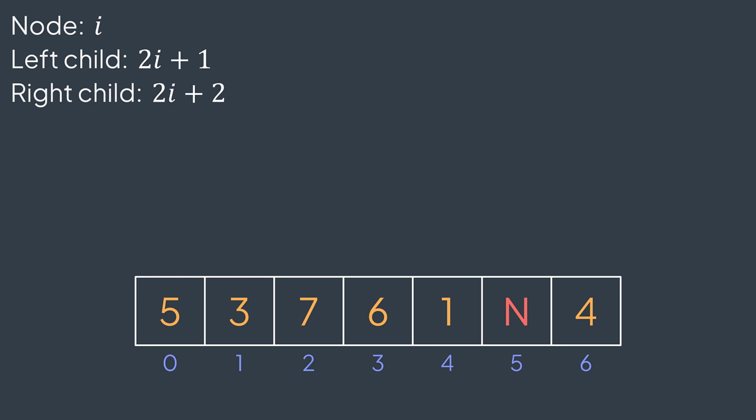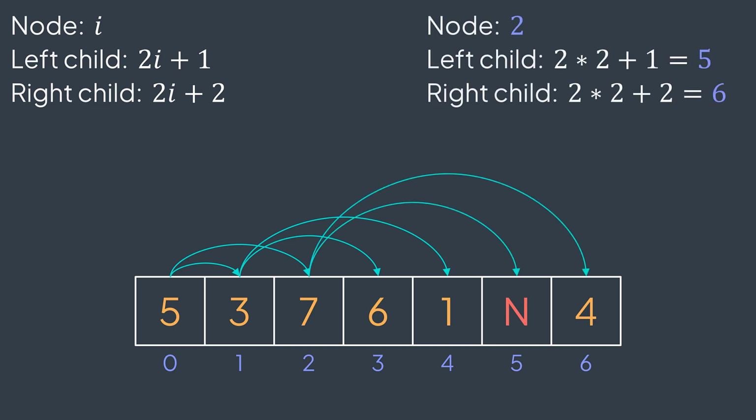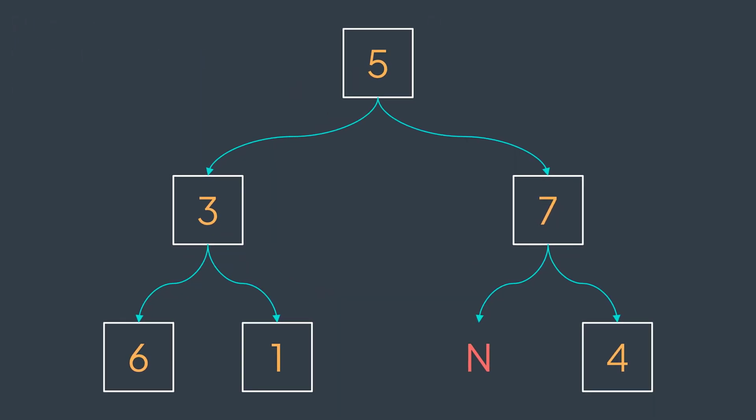For example, if we take the node at index 0, its left child is at index 2 times 0 plus 1, which is 1, and right child 2 times 0 plus 2, which is 2. Then for the node at index 1, left child is at 2 times 1 plus 1, which is 3, right child at 2 times 1 plus 2, which is 4, and so on. And you can see that this array plus this way of linking nodes forms a tree. So yes, we can represent a tree with an array.